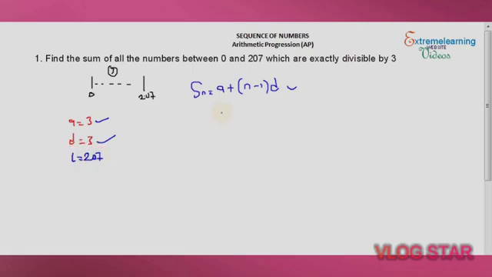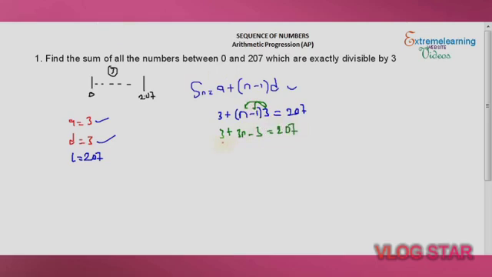Here we have 3 plus open bracket n minus 1, with 3 as the common difference, equal to 207, which is the last term. From here we'll do a little multiplication. Let's solve it first. 3 times n gives us 3n, while 3 times minus 1 gives us minus 3, equal to 207. So this is exactly what we should have.